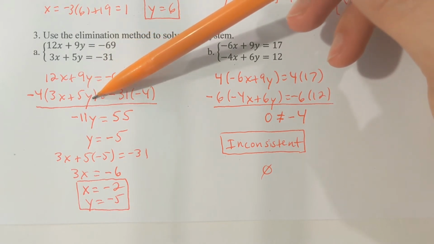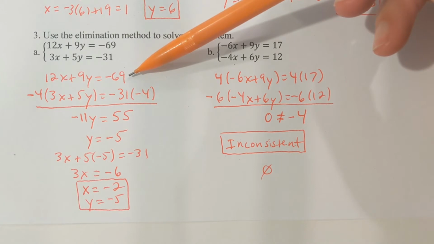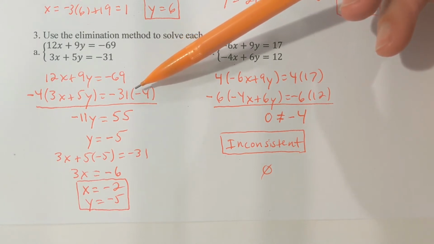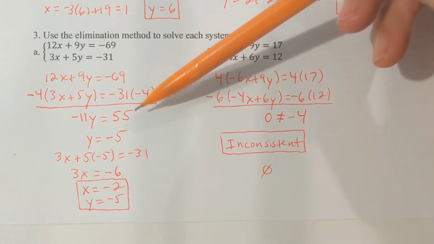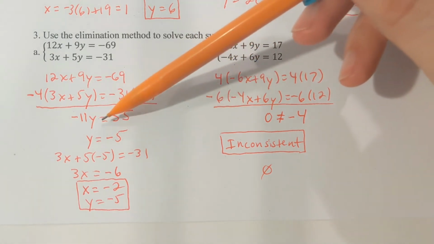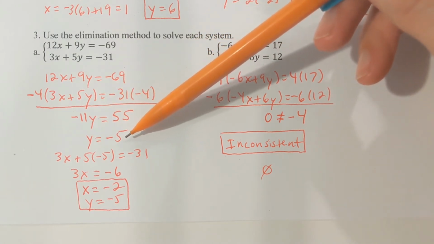9y minus 20y is negative 11y. And then negative 69, it's going to be plus 124 is 55. And if you then divide by negative 11, y would be equal to negative 5.